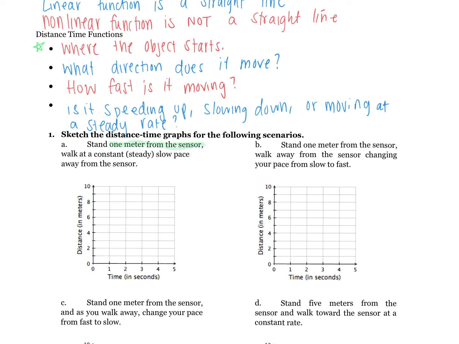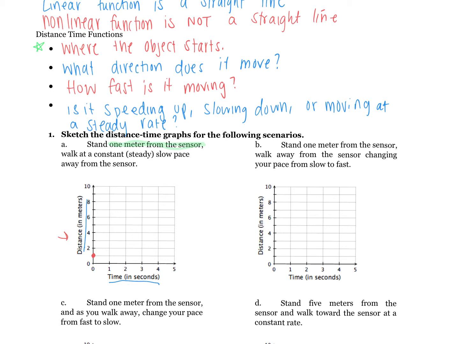On your distance time graphs, you can see that it's labeled. This is your distance and this is your time. We said, where is the object starting? And this said stand 1 meter away from the sensor. So in this case, you would be the object. You are standing 1 meter away from the sensor. And remember, we are talking about distance here. So I'm going to put a dot at 1 meter because that's where it starts.